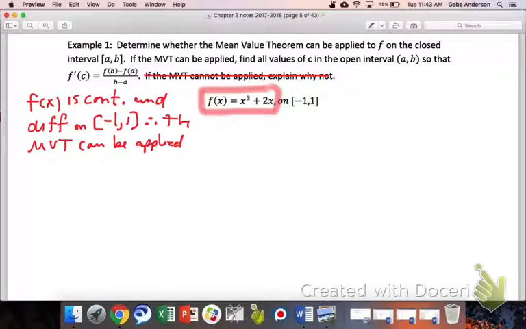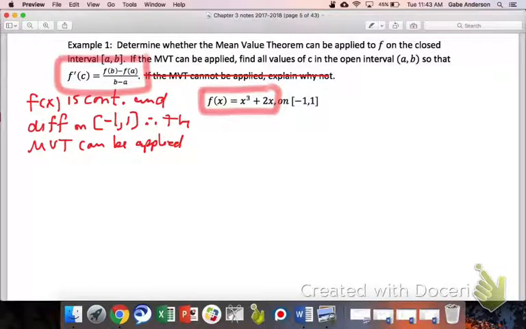But now we want to find all the values of C on the open interval a to b such that, does this look familiar? In your own words, can you describe what that's saying? The part of that says average slope. Instantaneous rate of change equals the average rate of change. Yeah, you said it really well. We want to find out where the instantaneous rate of change equals the average rate of change. So let's find those things here.